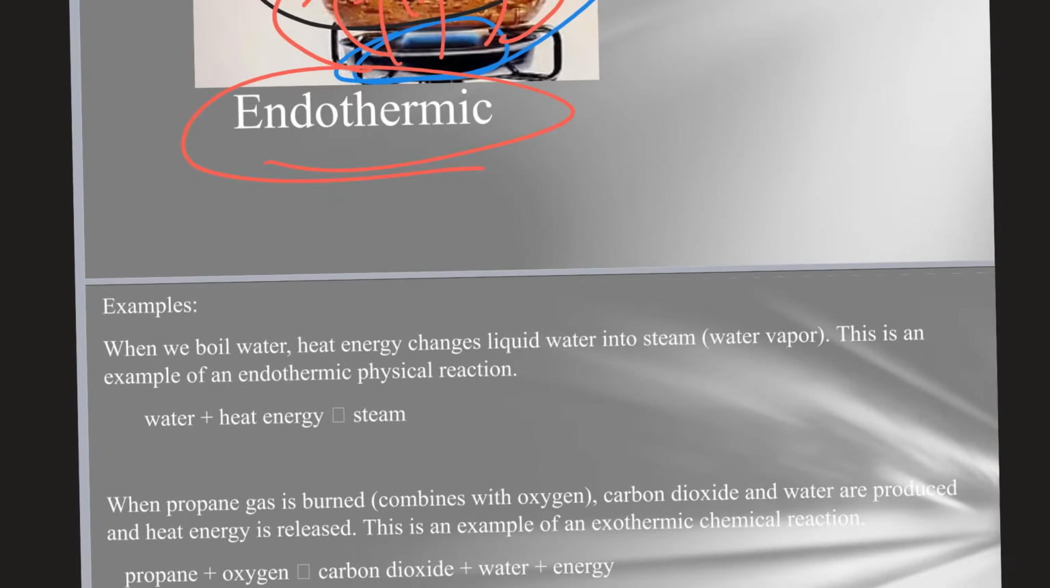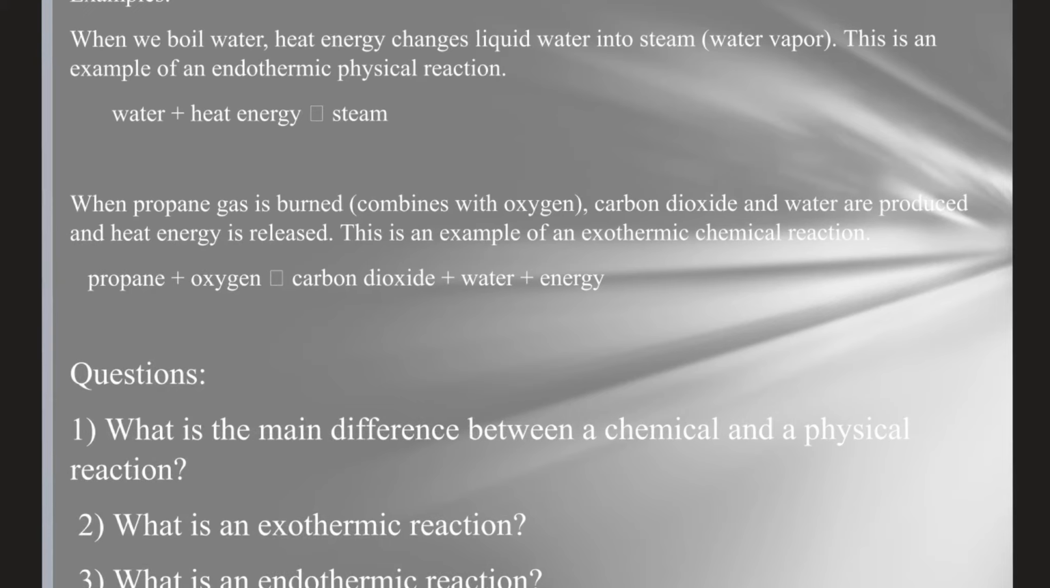Let's look at a couple examples here. What we just talked about earlier are physical examples: boiling, melting, touching something that's hot, touching something that's cold. These are all physical processes that are endothermic or exothermic. You also could look at it from a chemical process, if a chemical reaction takes place. Here's an example. When we boil water, heat energy changes liquid water into steam or water vapor. This is an endothermic physical process.